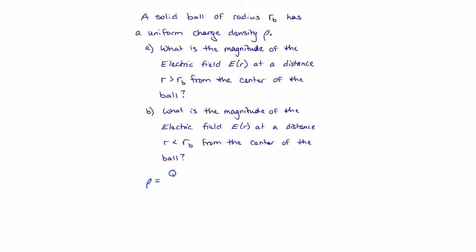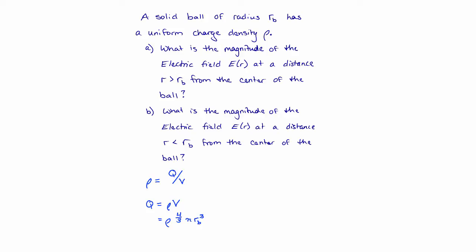To start solving this problem, let's first address ρ. This is the charge density, that is the charge on the ball over the entire volume. So we can rewrite this and say that the total charge on the ball is equal to ρ times the volume of the ball. We plug in the volume of a sphere, 4/3 pi r cubed. We have a relationship between the charge density ρ and the radius of the ball r sub b that will give us the charge on the ball.